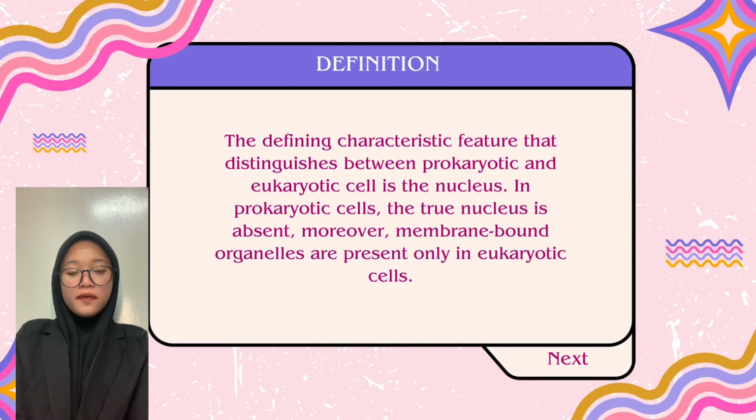Definition: the defining characteristic feature that distinguishes between prokaryotic and eukaryotic cell is the nucleus. In prokaryotic cell, the true nucleus is absent. Moreover, membrane-bound organelles are present only in eukaryotic cell.